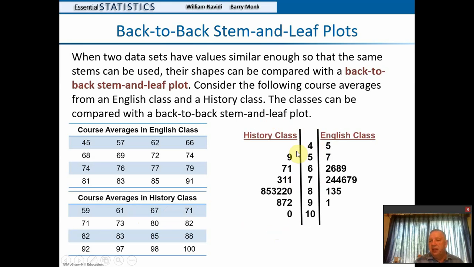So here, by putting it into this form, we can compare the data from each class directly. We can see that the history class has higher averages. They had more scores in the 80s, more scores in the 90s, and there was actually a 100, see it down here, but there were no 100s in the English class. So that helps us to compare data from data sets.